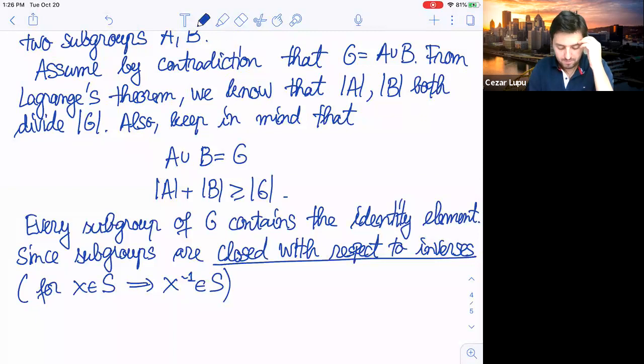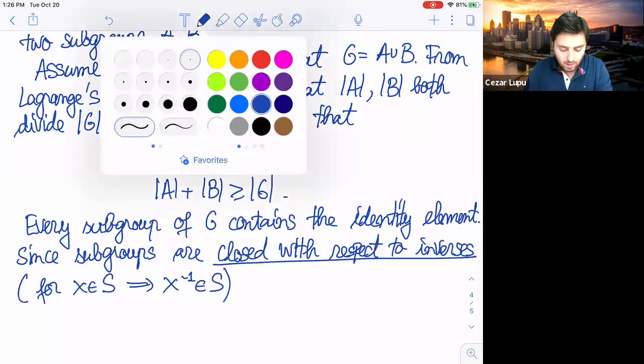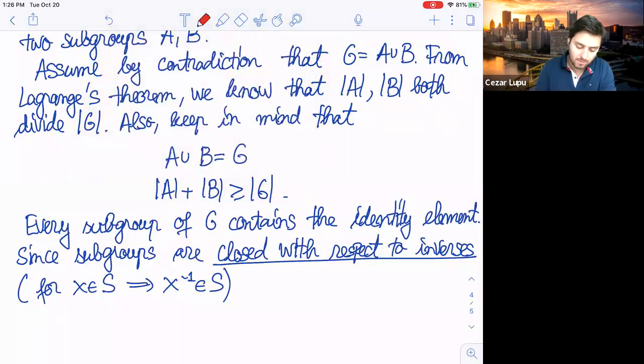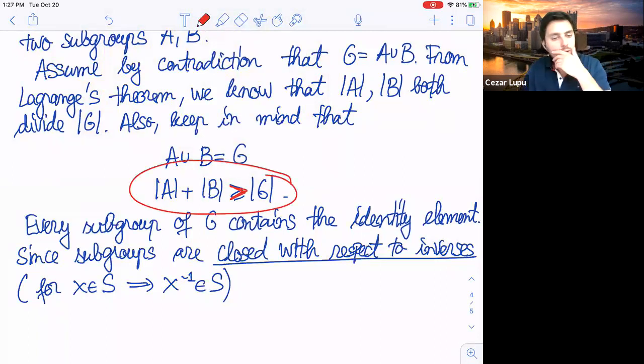me see. This is very delicate. So I want to, because in this way, I would like to obtain a better inequality here. So that's why I would like to obtain something better. I would like to obtain that the order of A plus the order of B is greater or equal than the order of G plus 1.